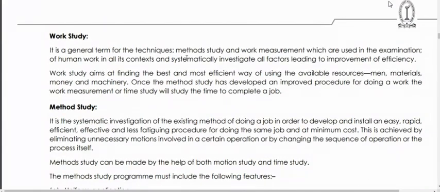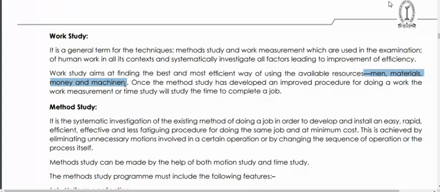Now, what is work study? Work study basically involves how men, material, money, and machinery are to be efficiently utilized. See, guys, men, materials, money, and machinery. All these resources have to be utilized optimally. Four M's. Men is your labor, material is your input, money is your amount invested, and machinery is your capital investment. All these have to be combined efficiently so that you achieve maximum production with minimum cost.